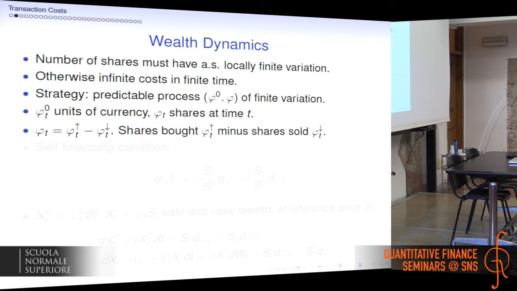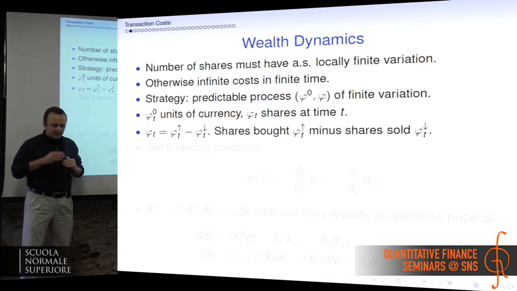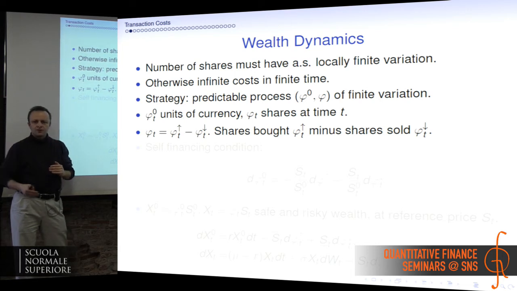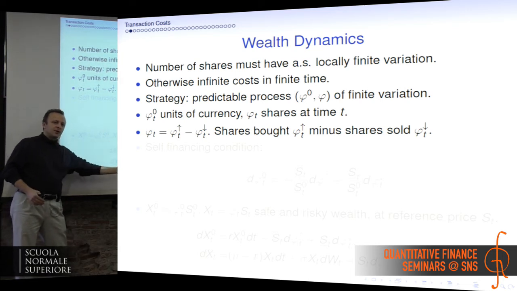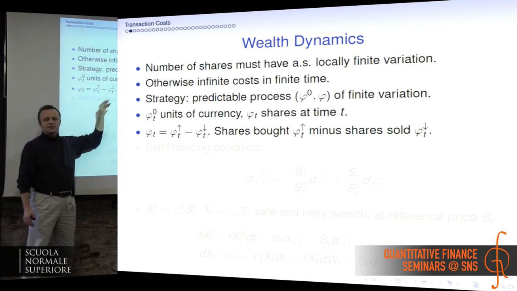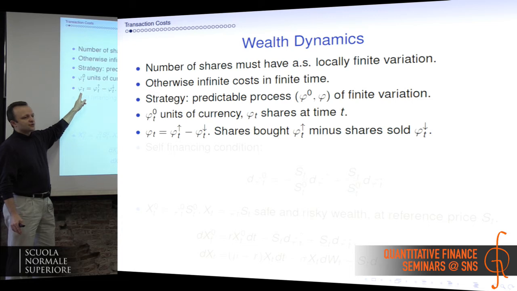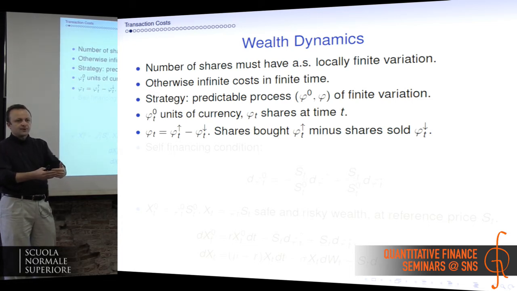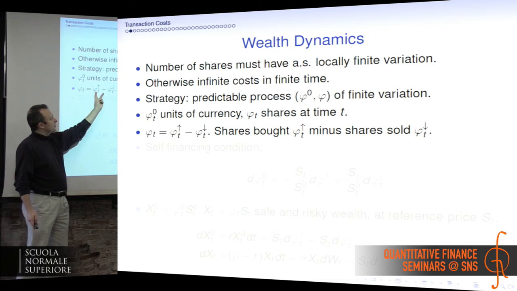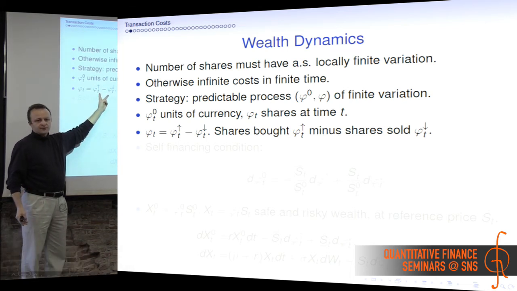We can write phi t as the difference between phi t increasing and phi t decreasing, where phi t increasing represents the cumulative number of shares that you have bought. So how many shares you have bought since the beginning of your trading strategy. And phi t decreasing is the number of shares that you have sold since the beginning of your strategy. The difference is the number of shares that you hold at time t. Okay? Because you write this as a difference of two increasing functions, then you are guaranteed that this is a finite variation strategy. Okay?